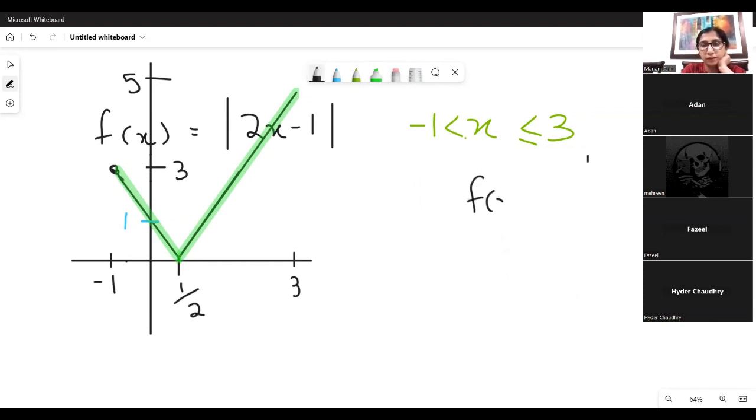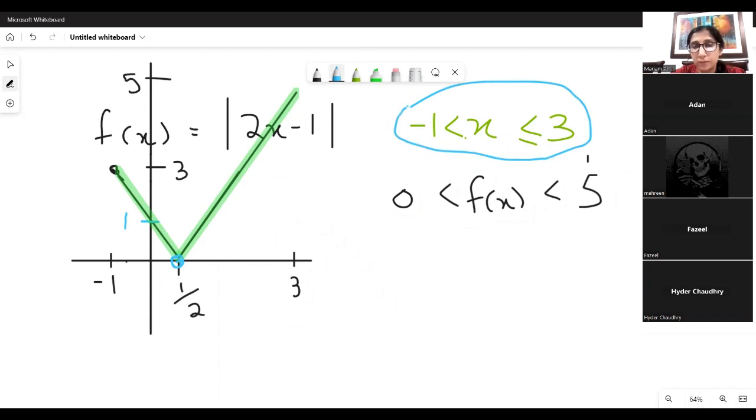Fx is between 0 to 5, as we can see from the graph. और equals to का साइन क्या 0 के साथ आएगा? Yes, ma'am. क्यों आएगा? क्योंकि 0 वैल्यू कब आई है? 0 वैल्यू आई है हाफ पे, और हाफ हमारे डोमेन का पार्ट है. -1 और 3 के बीच में आता है.